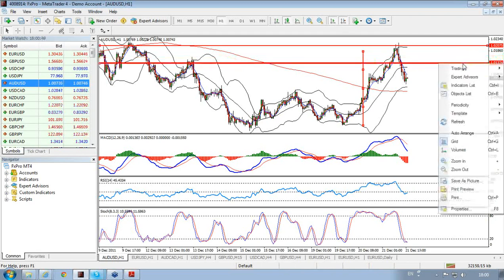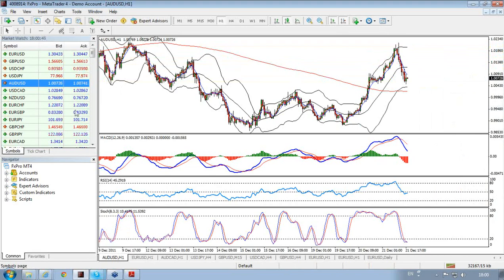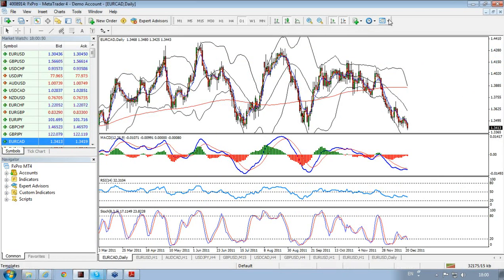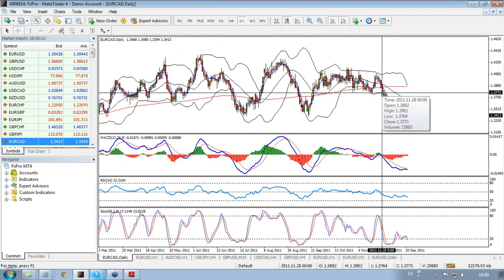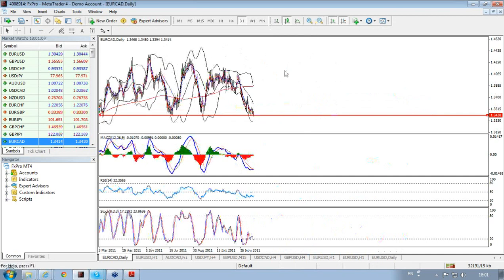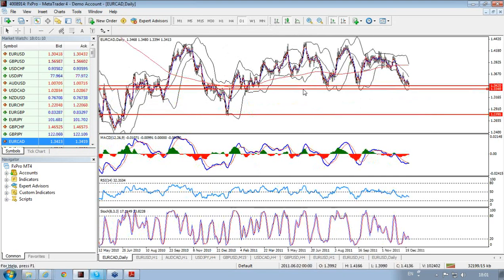Now, let's take a look on Euro-Canadian, I think. I'm not sure. Yeah, Euro-Canadian, friends. Broke down. We have 17 candles already. We have support area. We have next support area. Just right here on the spikes, right? And one lower.